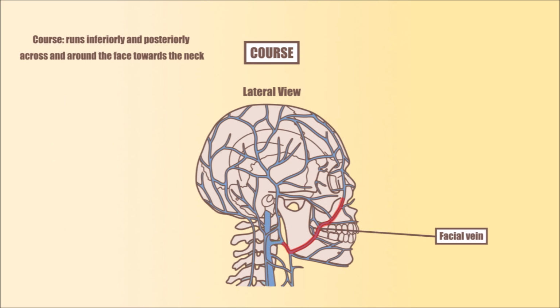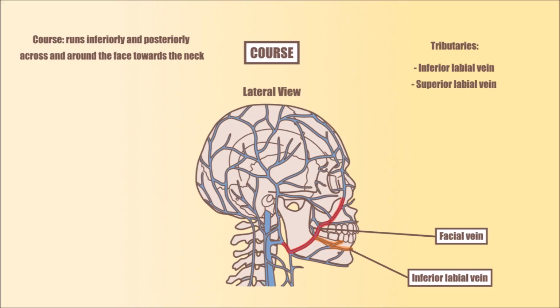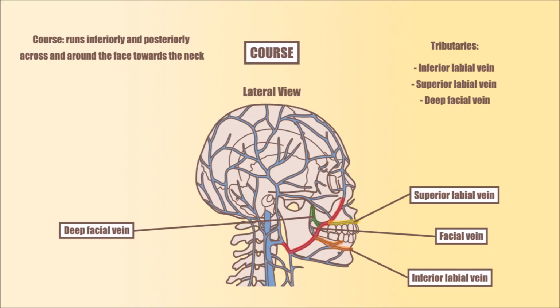Along its course, this vein receives blood from many tributary veins, including the inferior labial vein, the superior labial vein, the deep facial vein, and the buccal vein, among others.